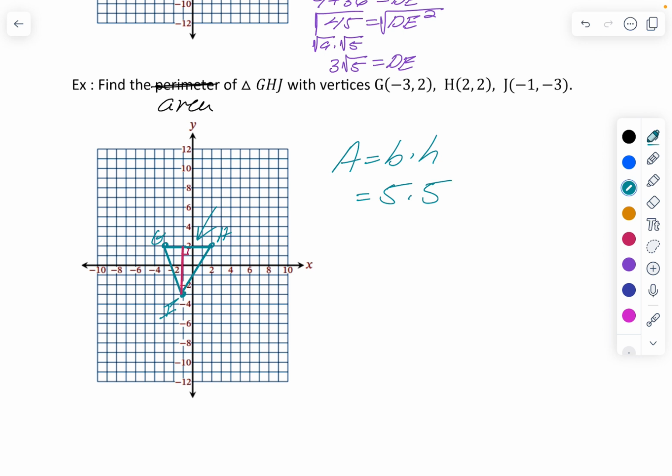Oh, and it's a triangle. I keep forgetting. Let me back that up. Don't you make that mistake, right? It's 1/2 base times height. So this is going to be, we could write 25 halves, or we could write 12.5. Those are all acceptable answers.